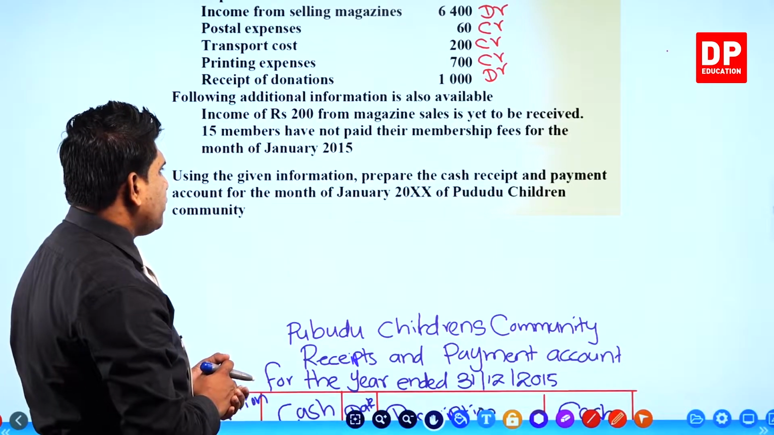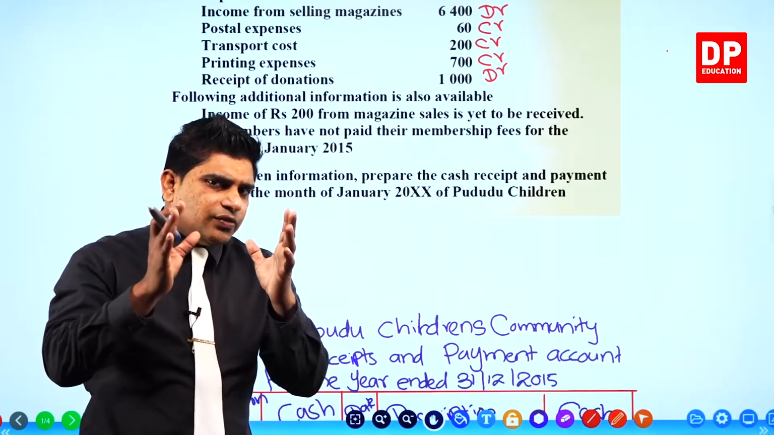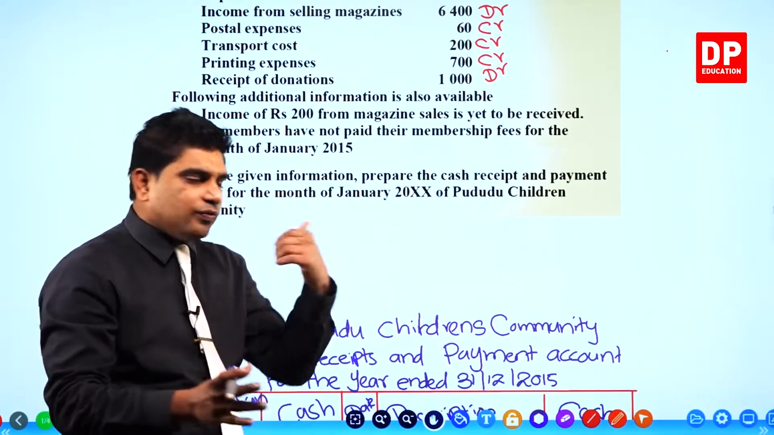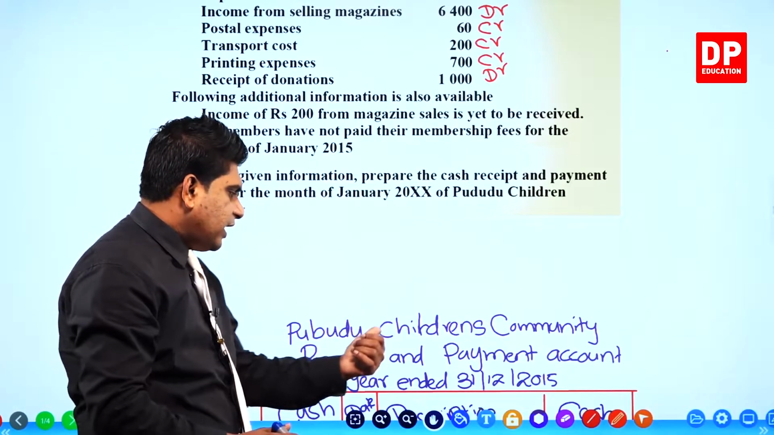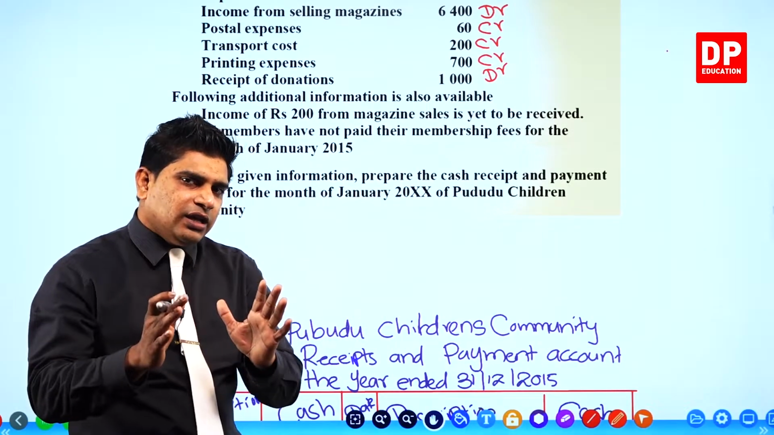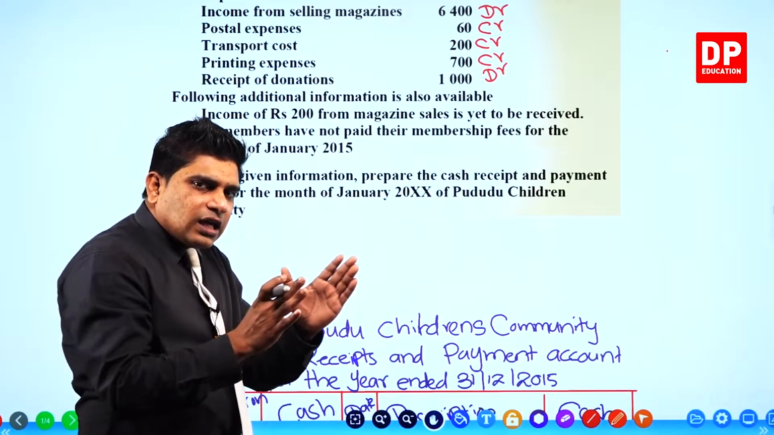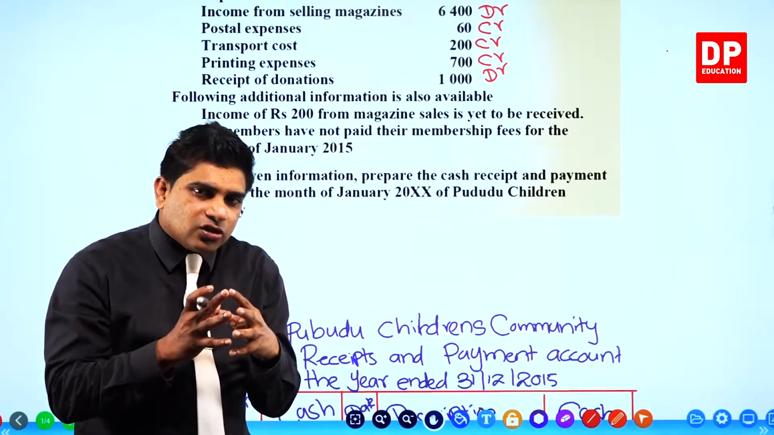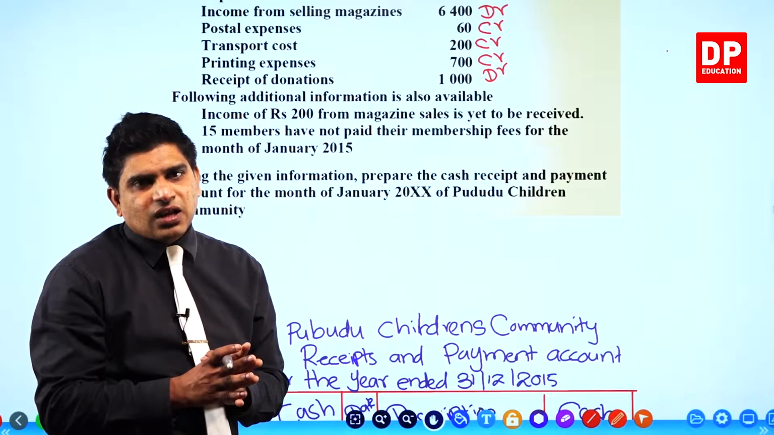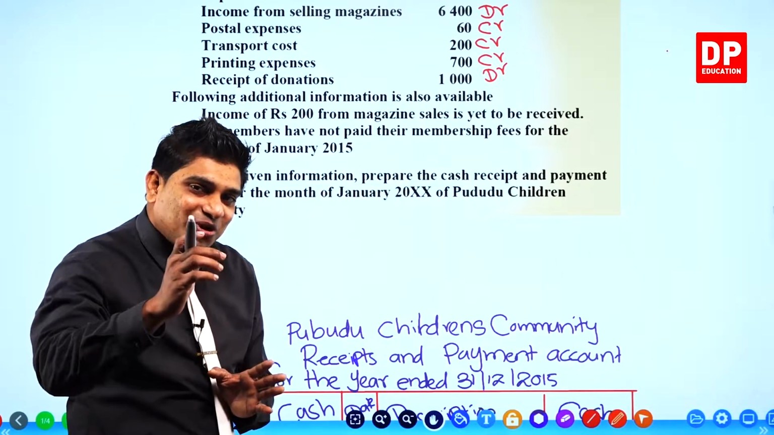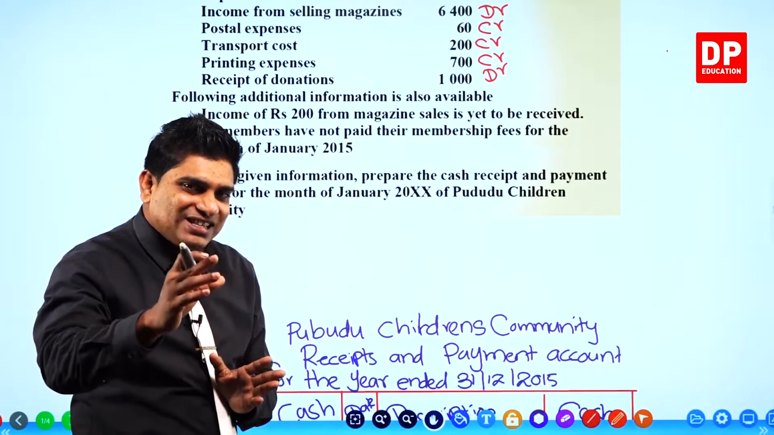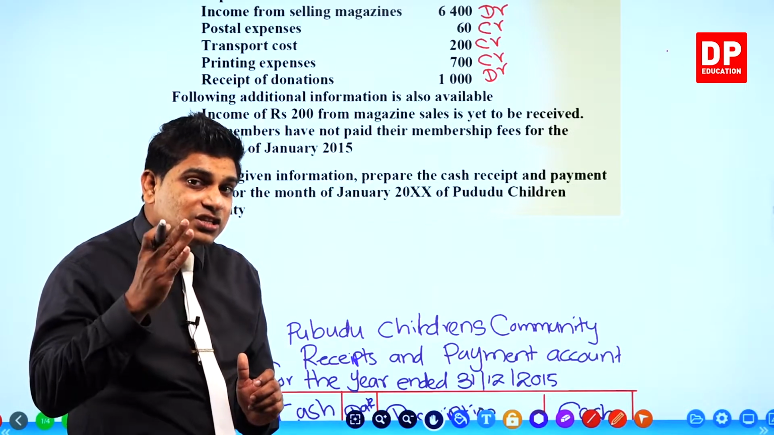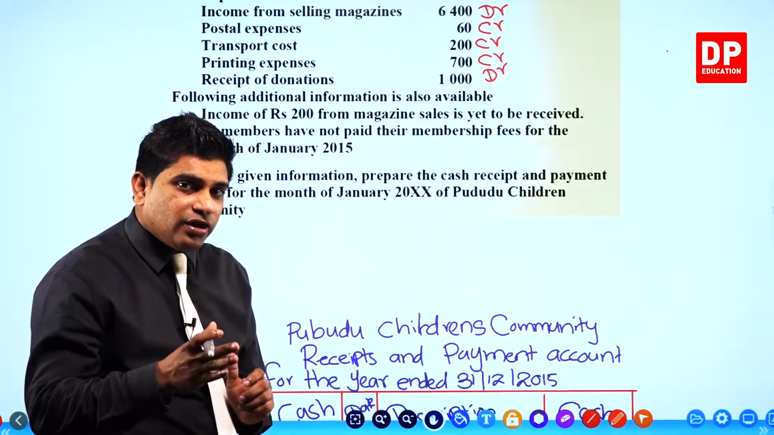Month of January 2015. Now you tell me, actually, do we have to prepare this for the month of January or for the year ended? On the top we have recorded "for the year ended." Is it annual details or monthly details they have provided? Monthly details, right? Then you want to change here, not the year ended. It should be for the month of January.